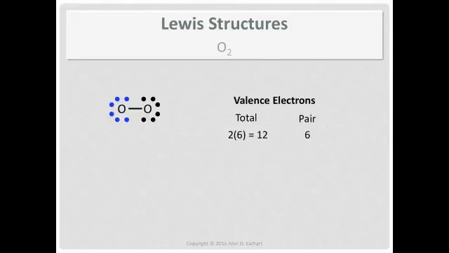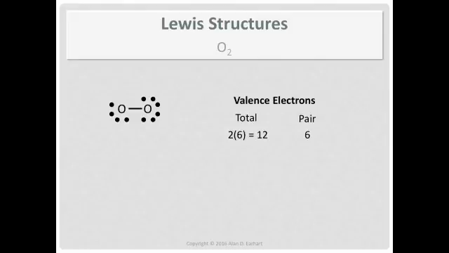Now what's wrong with this? How many pair have I distributed? 7 is too much. I only have 6. So what do we do?